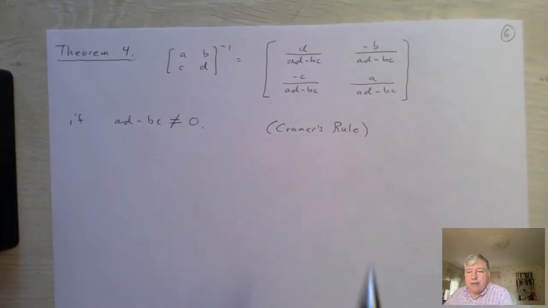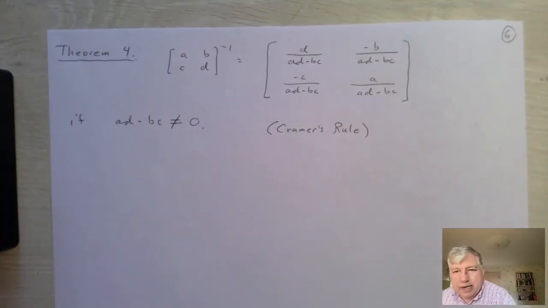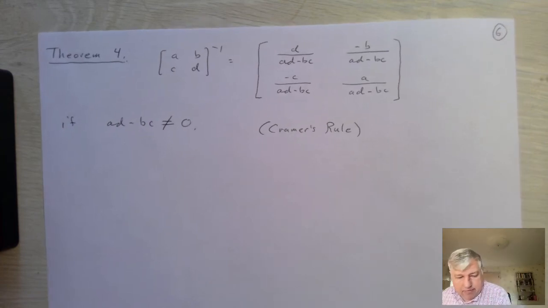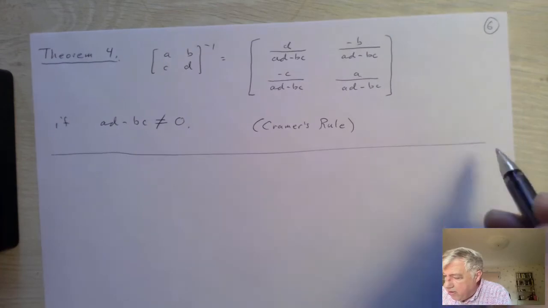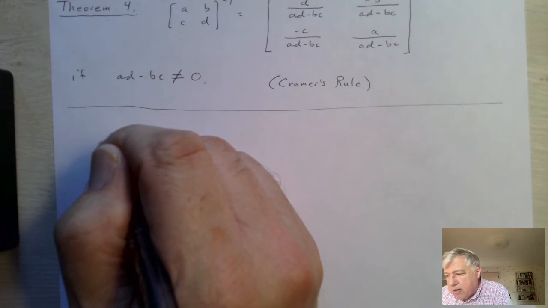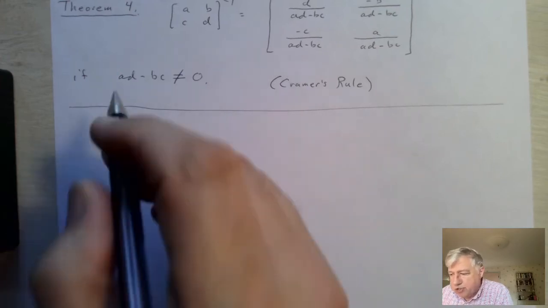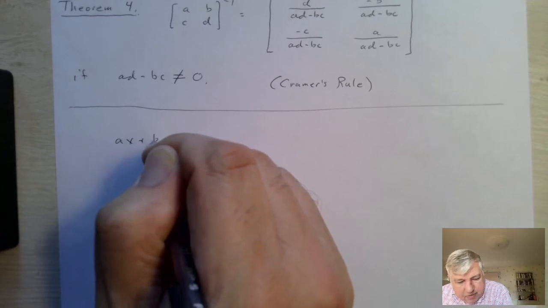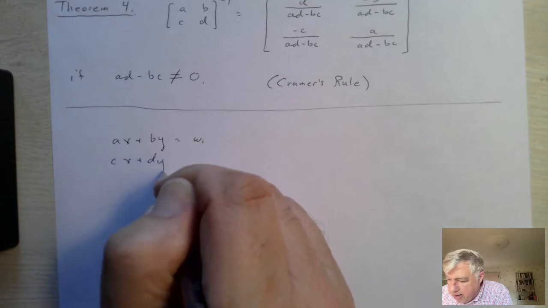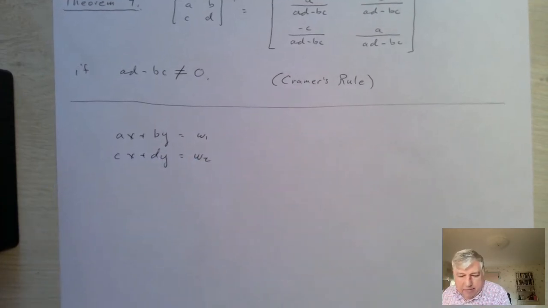Okay. And the quantity AD minus BC, that actually has a special name. It's called the determinant of a 2x2 matrix. We are not going to talk about determinants just yet, but I'm just going to show you where this comes from. Remember, in the general problem of solving two equations with two unknowns, like ax plus by equals, let's say, w1, and cx plus dy equals w2.